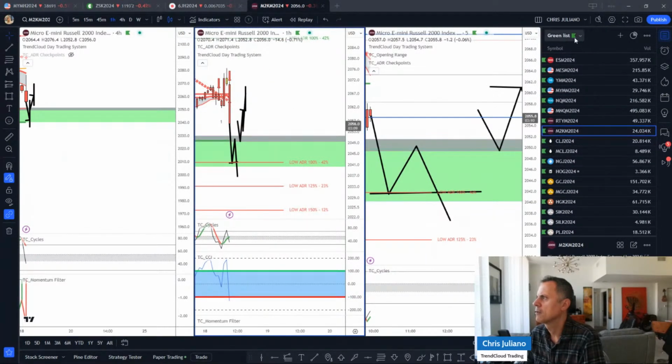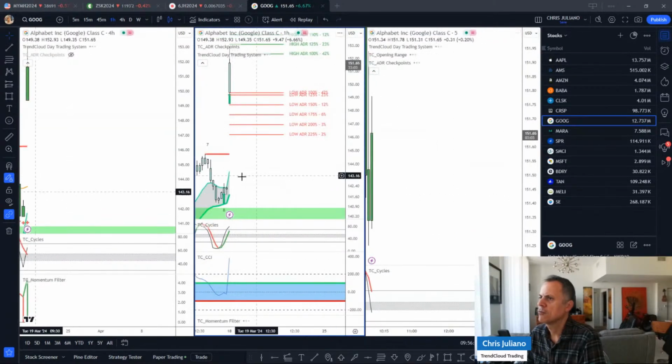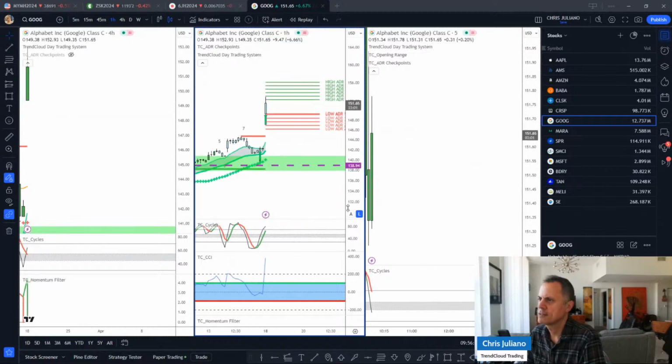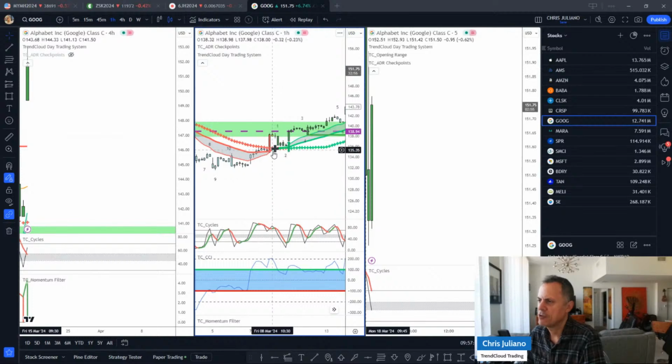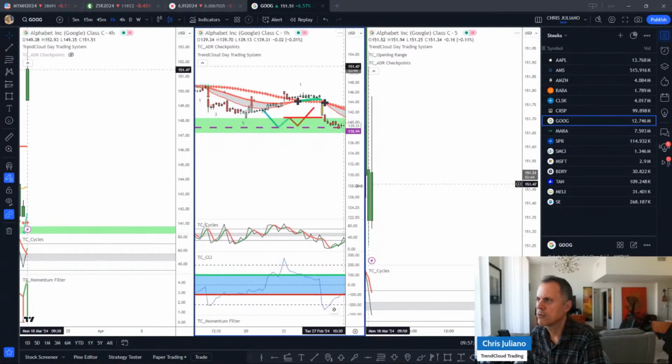Let's see. Drop down to that 1 hour chart, like on Google or something. Wow, Google is super extended there. But if you just accumulate stocks at the crossover of your trend cloud, you make out really well, right? You make out really well.